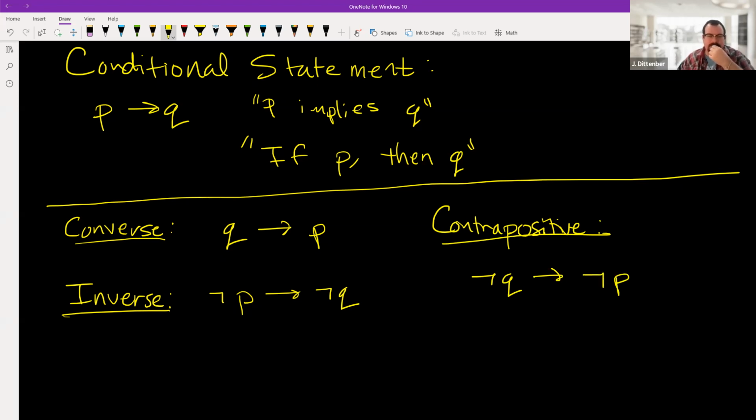Now these two, and I'm going to prove it here in a moment, are logically equivalent. And by extension, these two are also logically equivalent, because the inverse would be considered the contrapositive of the converse. So now I'm going to make a truth table to show that the original conditional statement and the contrapositive are logically equivalent, as are the converse and the inverse.